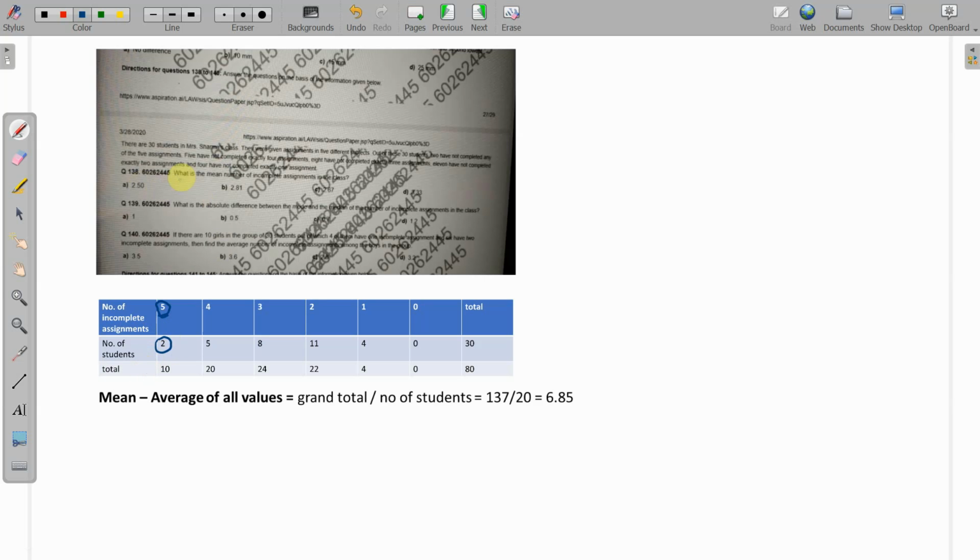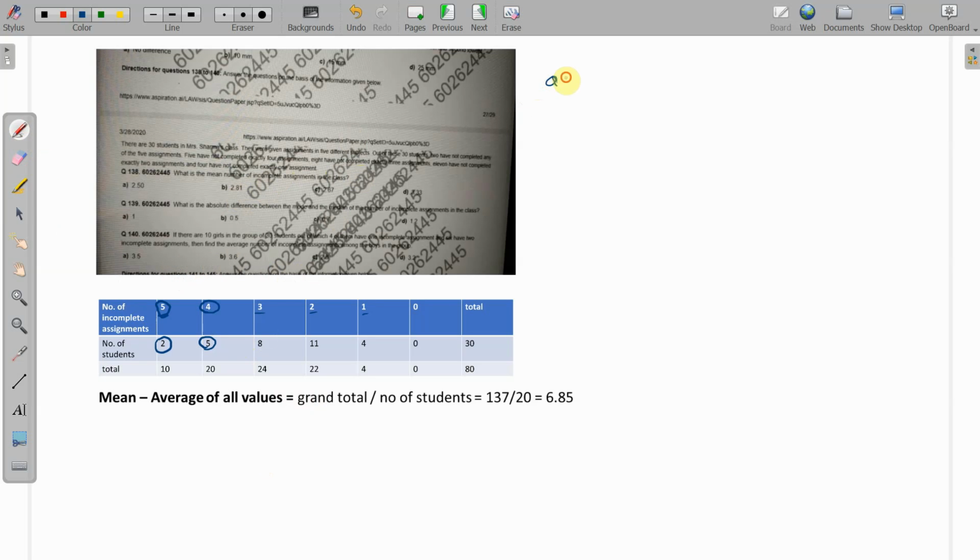2. Then next, 5 of them have not completed exactly 4 assignments. So students with 4 incomplete assignments are 5, and so on. So I've put everything in a table, and I've just made a frequency distribution table. The first question was, what is the mean number of incomplete assignments in the class? For your help, I would ask you all to pause this video now and try to answer the questions based on this frequency table. Till then, I'll solve it myself.